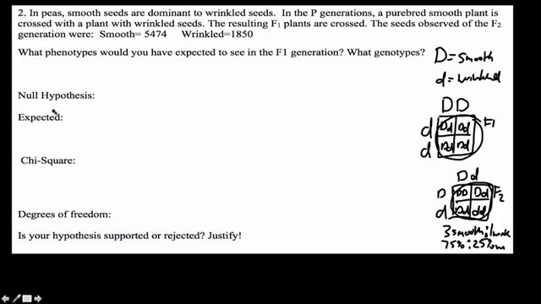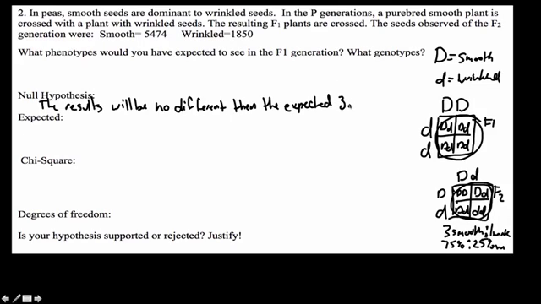Okay, so our null hypothesis. In a null hypothesis, we're going to say that the results will be no different than the expected 3-to-1 ratio. So that's our null hypothesis, that it's not going to be any different than what we expect, basically. So we have to calculate our expected.